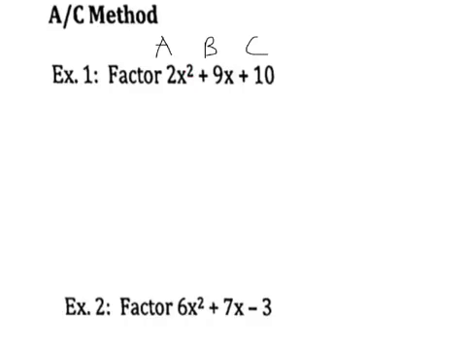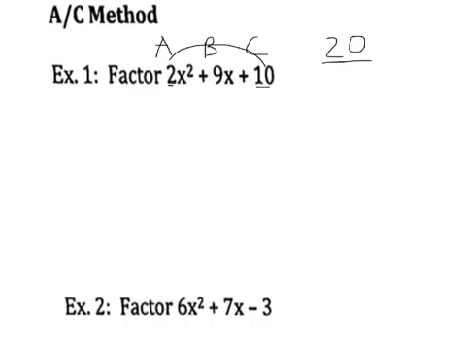So when I factor this, here's what I do. I'm going to multiply A and C together. So the 2 and the 10. When I factor these, I'm going to multiply the first number and the last number. And I get 20. And I want you to write that off to the side. Okay? So step 1, that's why it's called the AC method. We're going to multiply A and C together. And I get 20.